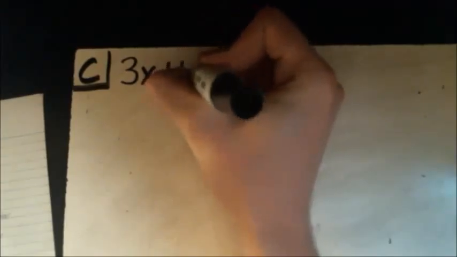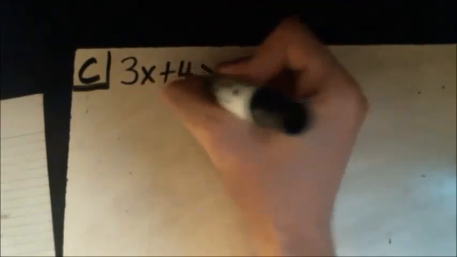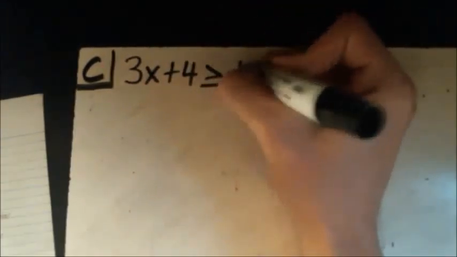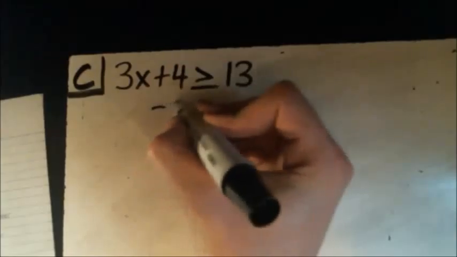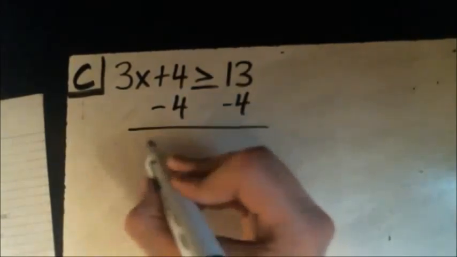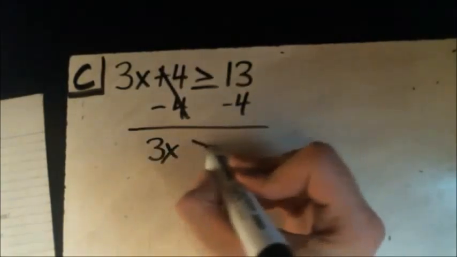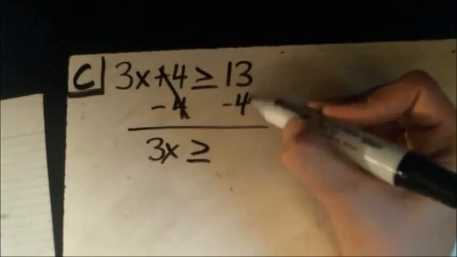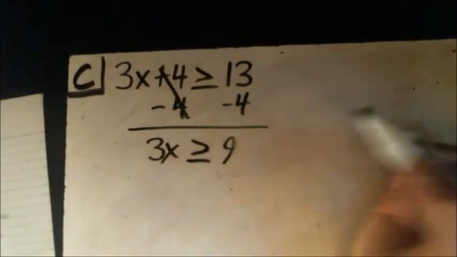Let's say 3x plus 4 is greater than or equal to 13. Once again, you want to solve for x. You want to get x by itself. So I want to subtract 4 from both sides. So I got a 3x. My 4's cross each other out. Is greater than or equal to 13 minus 4 would be 9.